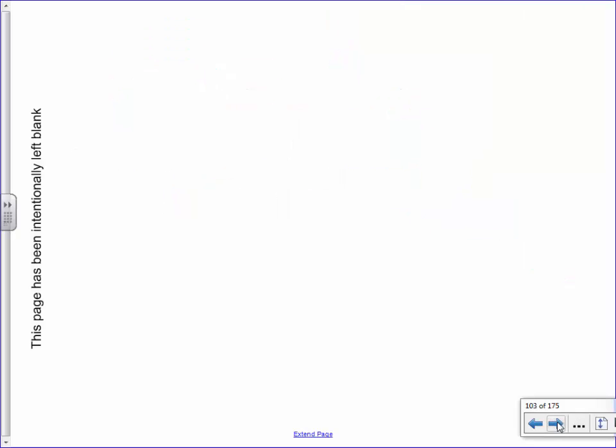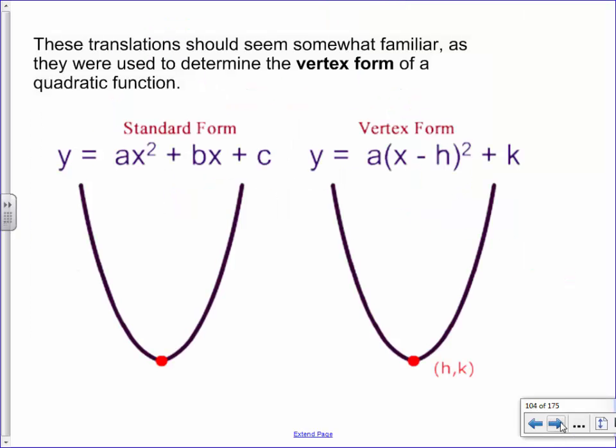Okay, I want to be done really soon here. We've actually talked about this a little bit before, last year. We talked about something called vertex form. You guys recall this? Here's standard form. Vertex form was where you had the a out front, you had all this stuff factored, and if you recall at all, h and k was where your vertex was. We actually learned a little bit about this before. We didn't know it as translations yet.